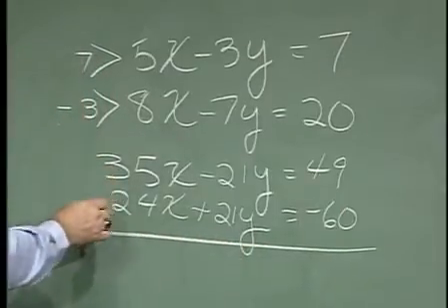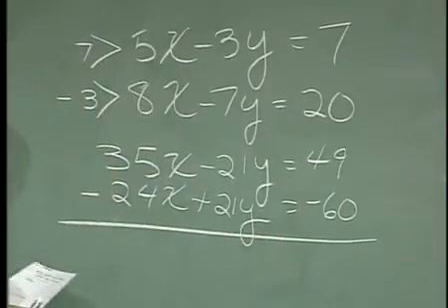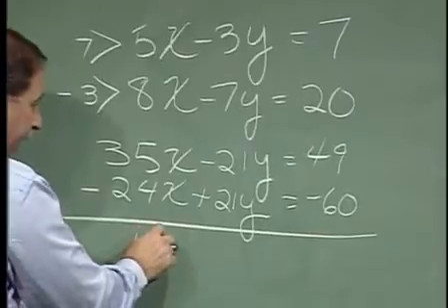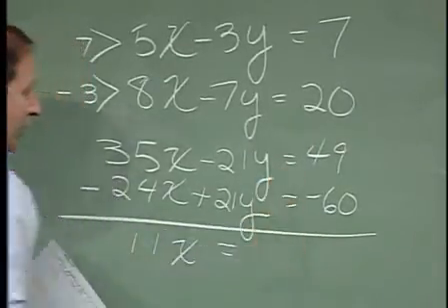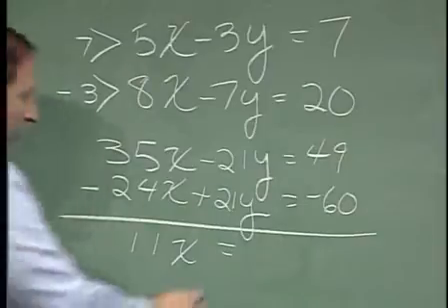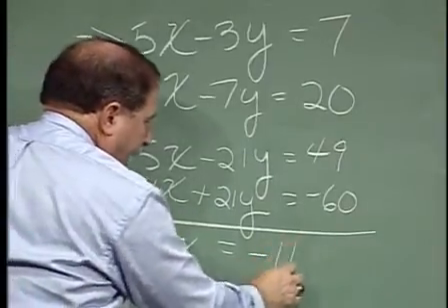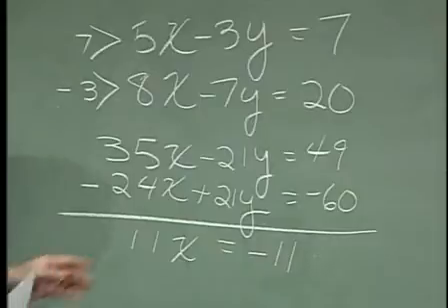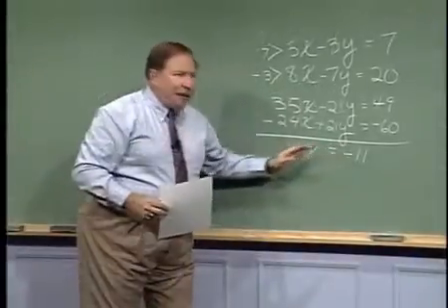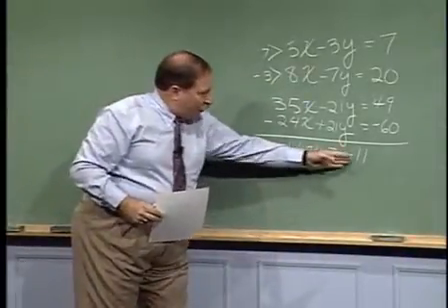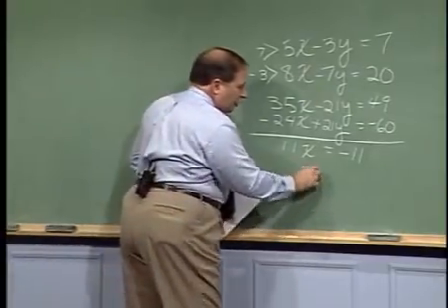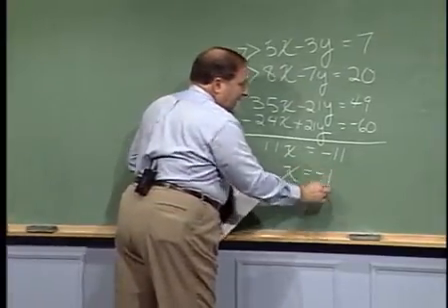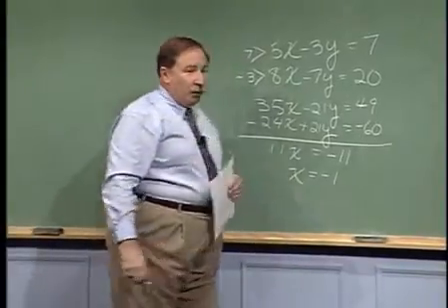Adding up, 35 minus 24, I believe, is 11. And 49 minus 60 is negative 11. And again, I have a negative, but I prefer, if I'm going to have a negative, to have it over here and not in front of the coefficient, because I'm going to divide by 11. And of course, by dividing both sides by 11, I get x equals negative 1.